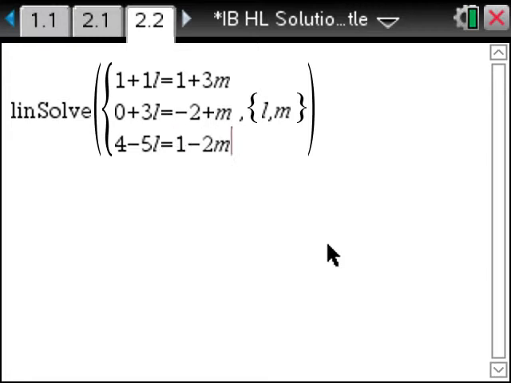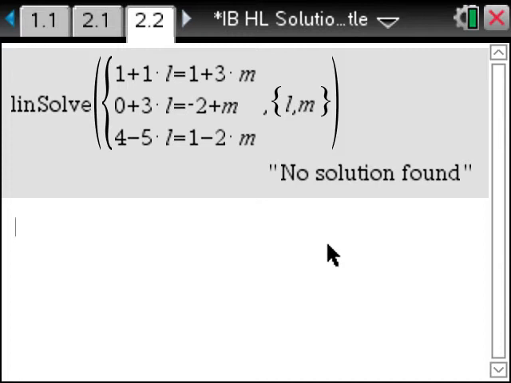Now, if these lines are skew lines and I press enter, there should not be a solution for L and M that satisfies all 3 equations all at once. And lo and behold, that's confirmed. If I had just 2 of the equations, there would be a solution, but they would give different values for L and M if I solved different pairs of equations. So that's part A and part B.